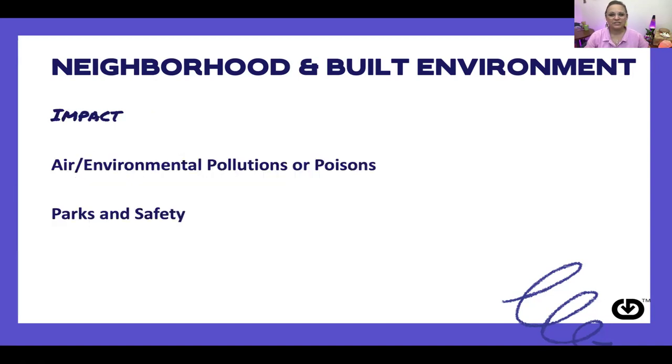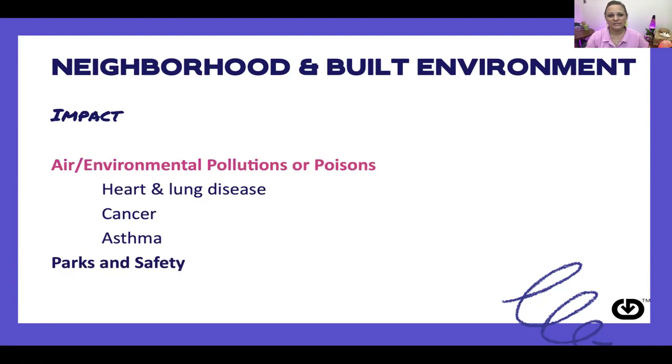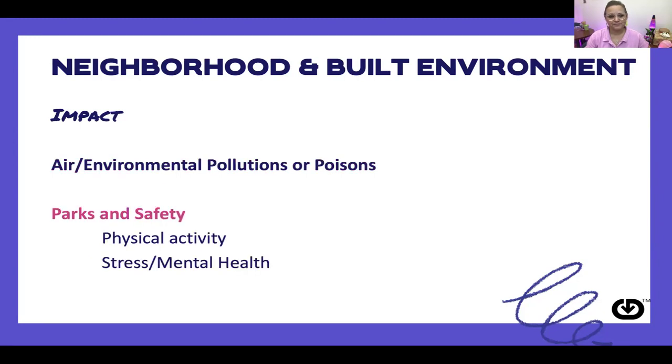Now we can kind of break these into two areas: air and environmental pollutants or poisons, and parks and safety. Now, if we think about air, environmental pollutants or poisons, these poisons and pollution can actually impact health in a variety of ways. The most notable being heart and lung disease, cancers, and asthma. And when we look at a community's parks and safety, we want to consider availability of parks and playgrounds, and are they safe for kids to go and play at, which can really have an impact on physical activity and stress and mental health.